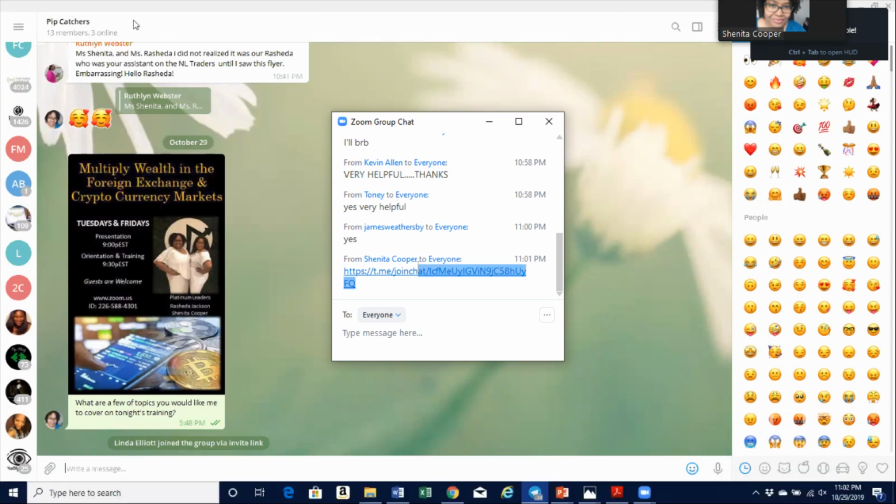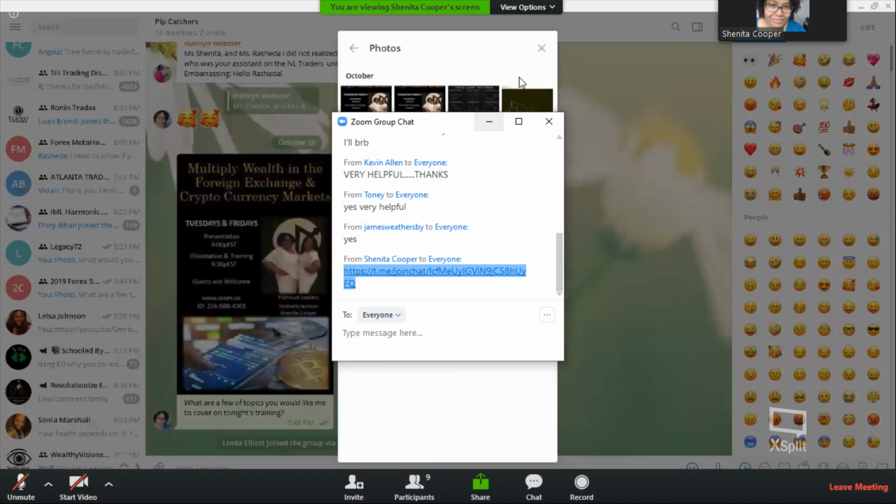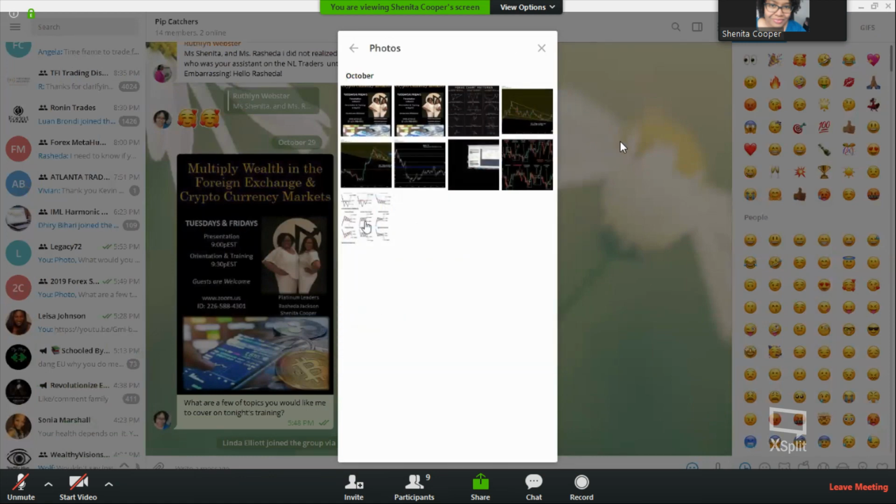to Pip Catchers. You go to Files. Oh, you go to Photos first. Here are the charts.